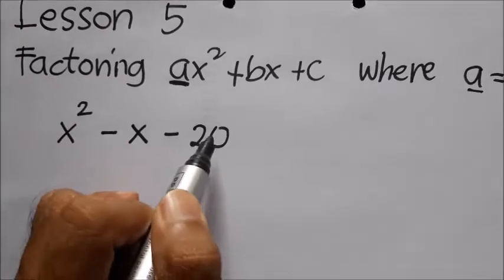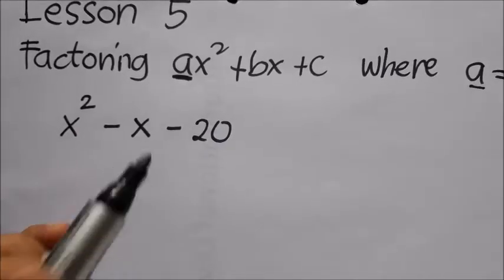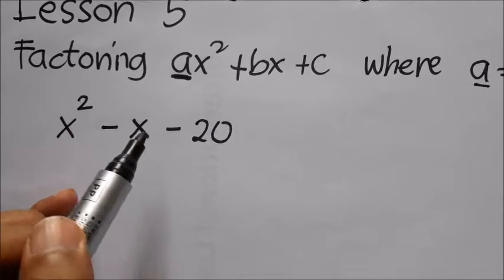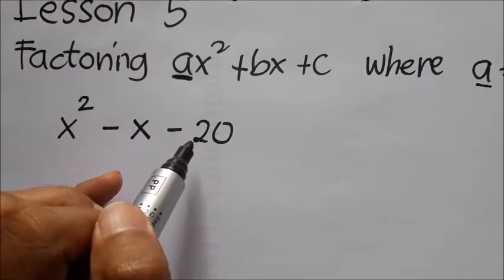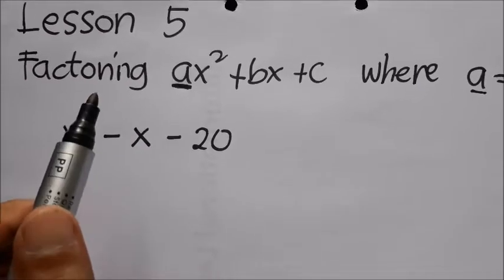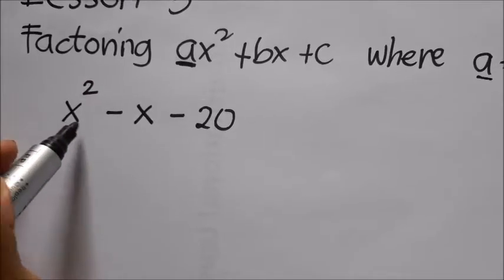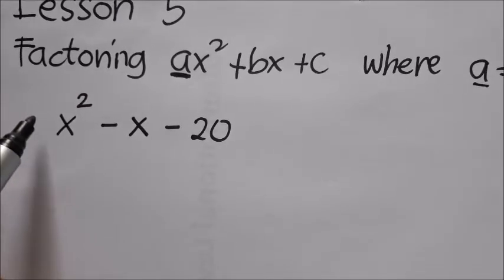Then, negative x minus 20, if we factor out. So, that is a prime number already. So, there's no factored form. So, we have here 1. This one is factoring ax squared plus bx plus c where a is equal to 1. So, this one is a trinomial where a is equal to 1.